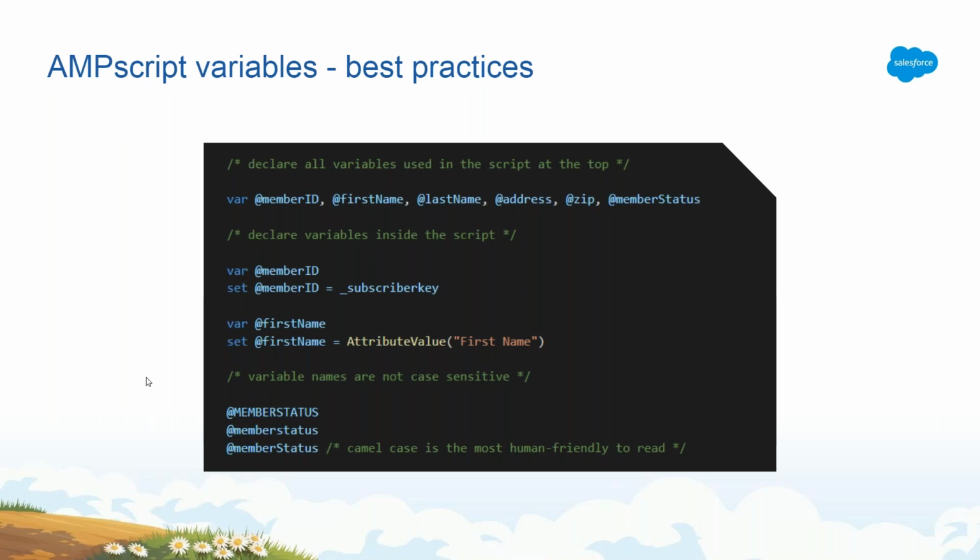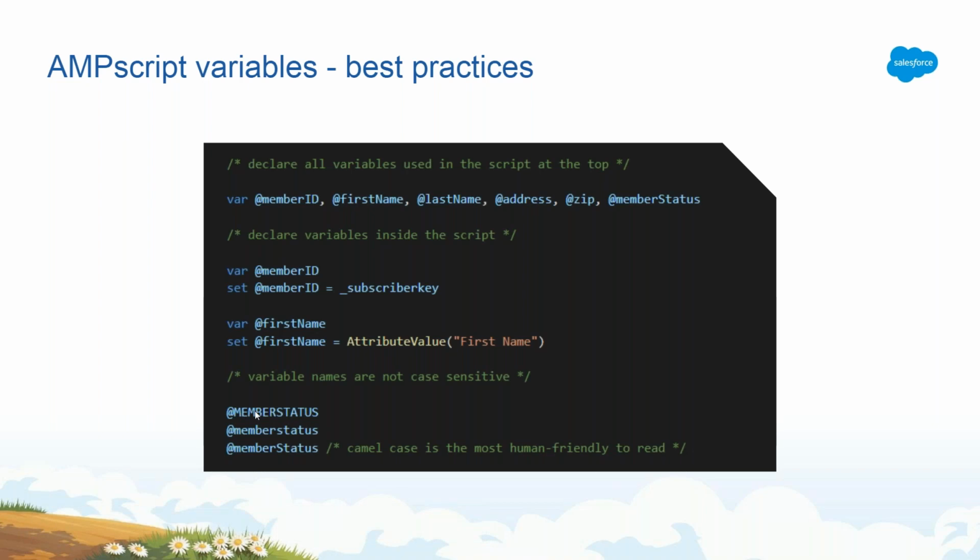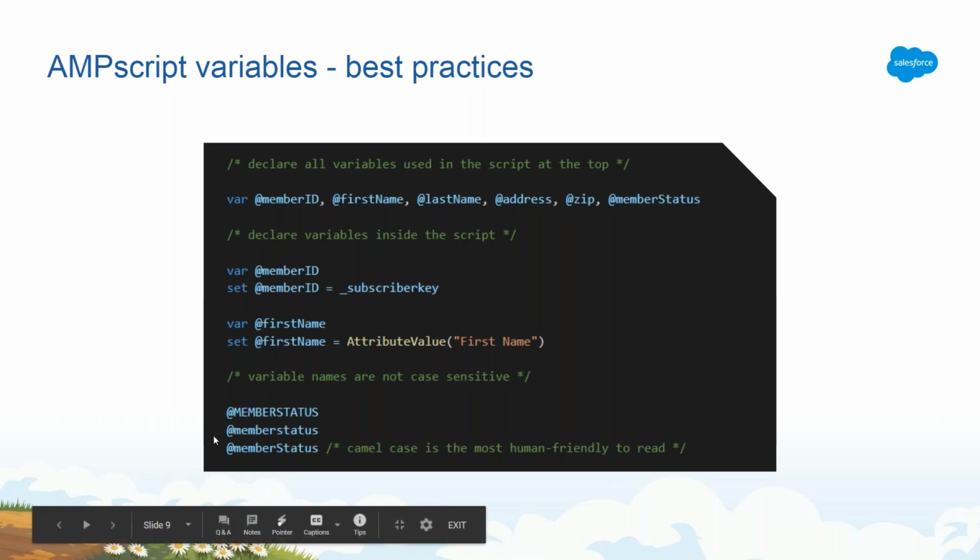And the last point here, AMPscript variables are not case sensitive, which means that they do not need to be typed with a consistent capitalization of letters. So whether you type it like this and then you type it like this with all lowercase, it will still be correctly recognized by AMPscript. But as a best practice, I would recommend using the camel case, which is the most human-friendly way to read.